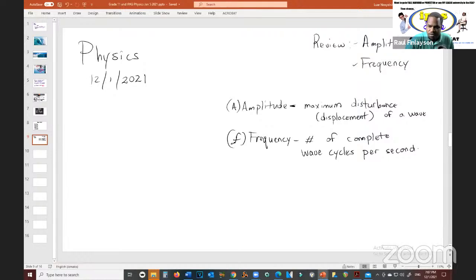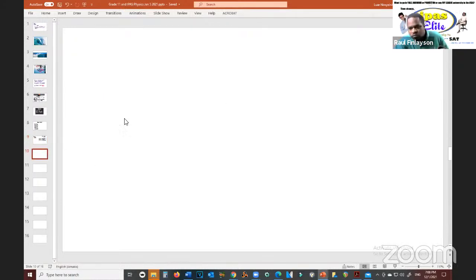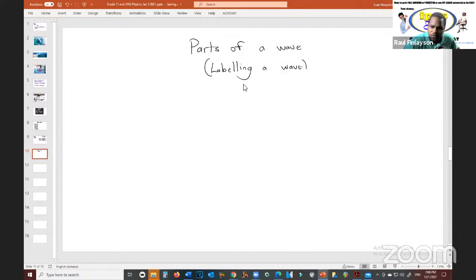So remember that the two main waves we're going to look at throughout this topic is sound and light waves. Those are the two main waves. So what we should look at before we even touch that is the parts of a wave. And this is labeling. All right, so labeling a wave.